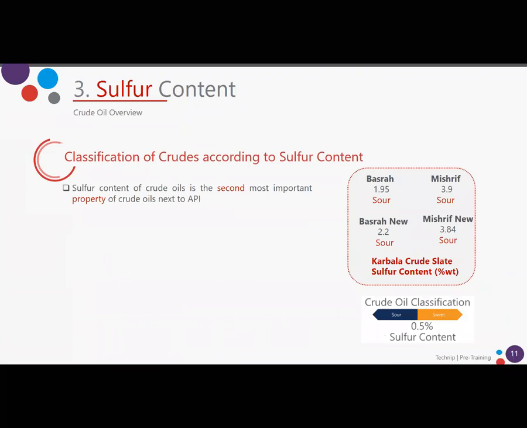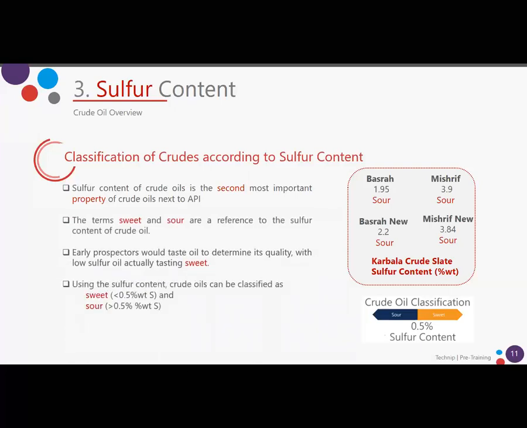How do we classify the crudes according to the sulfur content? As we saw, the sulfur in the crude oil is the second most important property next to the API. There are two terms to classify crude oil according to sulfur content: sweet and sour. These refer to the sulfur content of crude oil. It seems that early prospectors would taste oil to determine its quality, and the low sulfur oil actually tasted sweet. So that's why they classify it as sweet and sour.